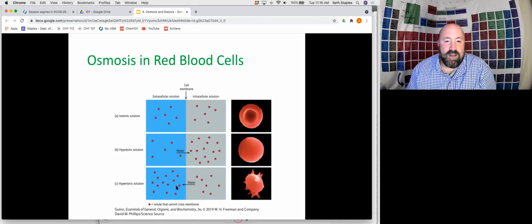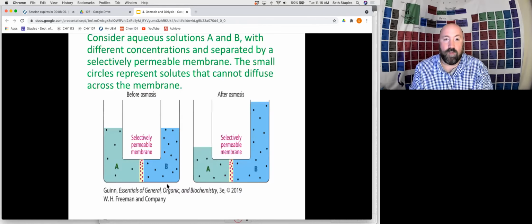If we drop our red blood cell into a hypertonic solution, now water is going to move from the cell into the solution, causes it to shrivel up. And so that's one of the reasons why it's important to keep a balance of electrolytes in our system so we can avoid this sort of problem with our cells.